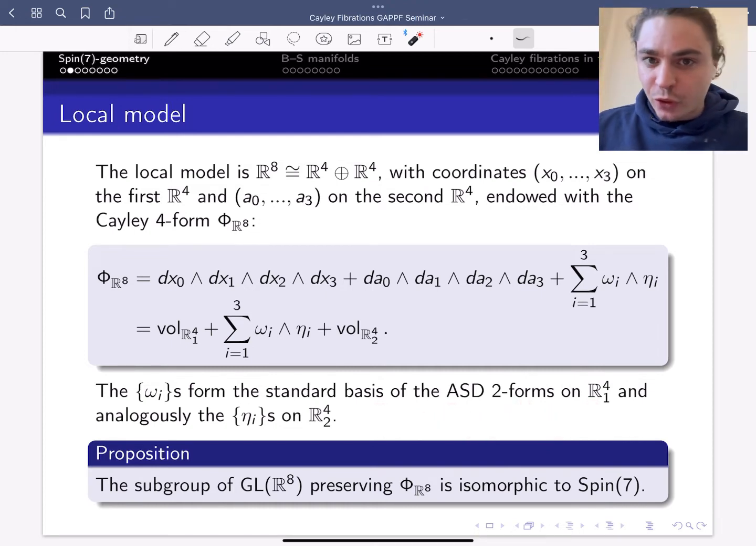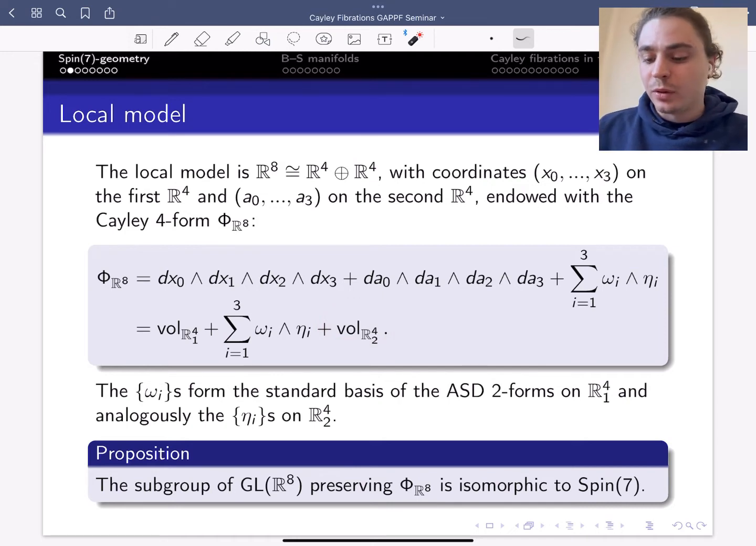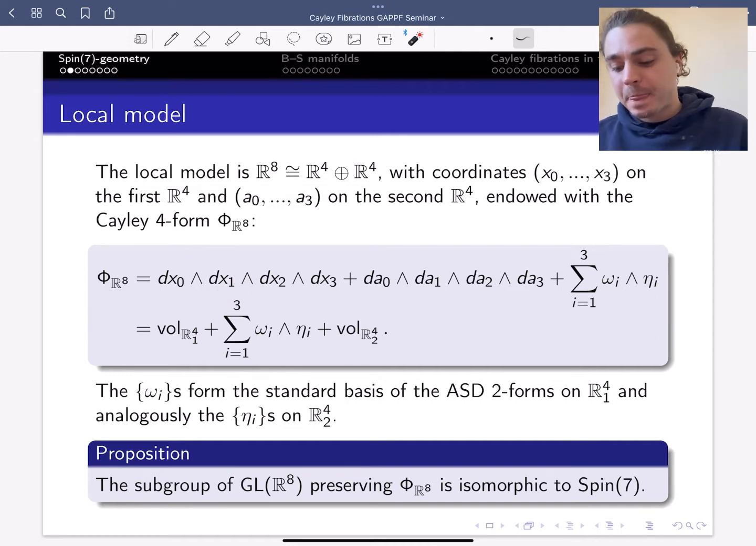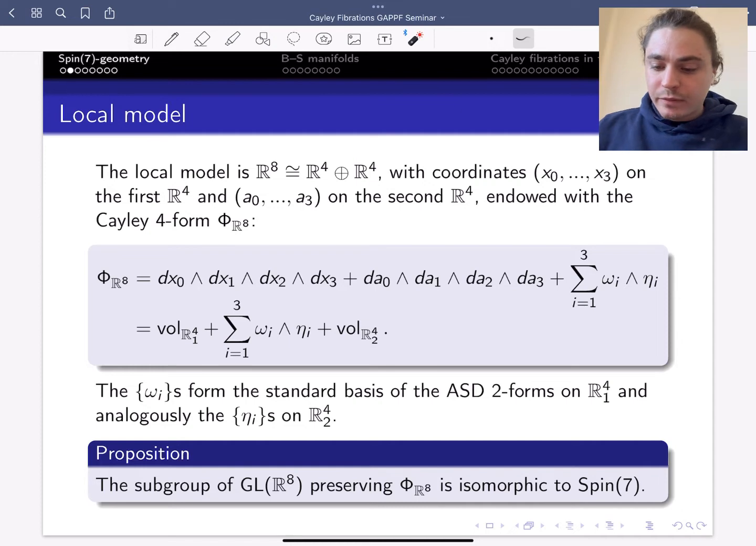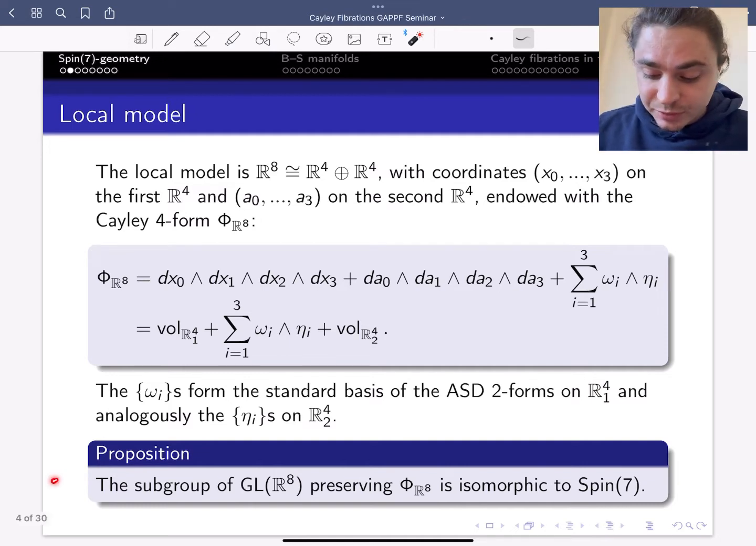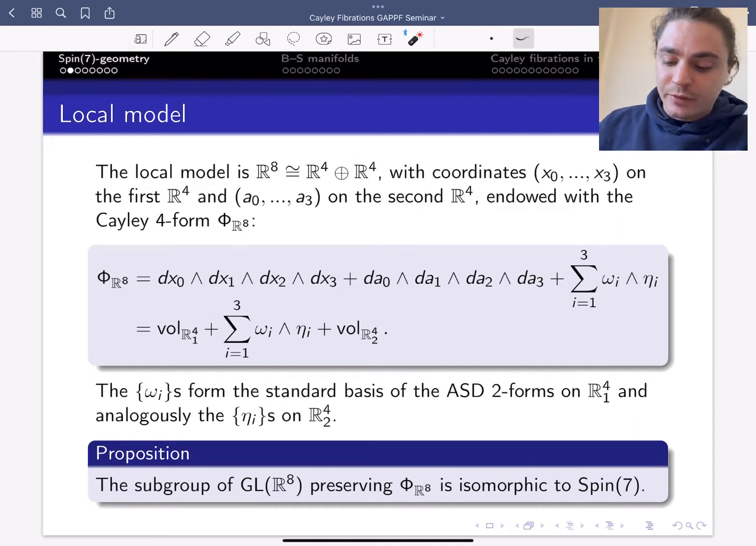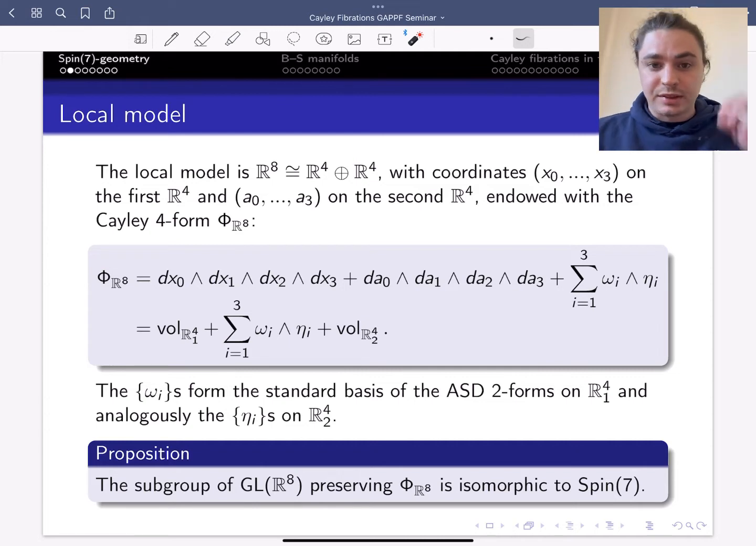So the Cayley form can be seen as the volume of the first copy of R4 plus the volume of the second copy of R4 plus the anti-self-dual part. Why this 4-form, which might look random, is related to spin 7 is due to this proposition: the subgroup of GL(R8) which preserves Phi over 8, the stabilizer of this 4-form, is isomorphic to Spin(7).